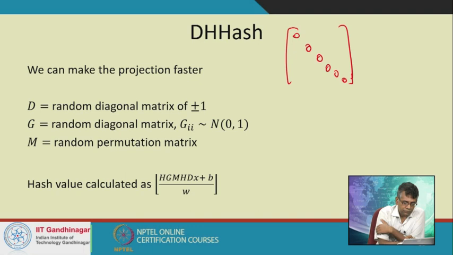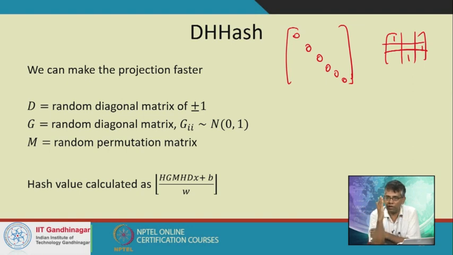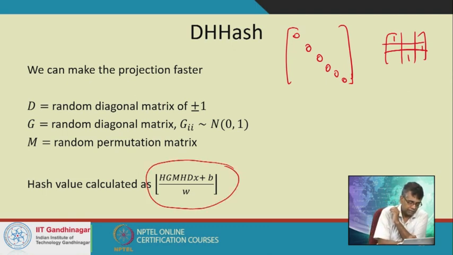We also have M, which looks like a random permutation matrix. So if you have a 3 by 3, for instance, it says that maybe this goes here, maybe this goes here, maybe this goes here, right? So basically every row and every column of M has only a single 1, and everything else is 0. So M applied to any vector x just permutes the values x_i. And now instead of calculating this Ax plus b, right, with A being PHD, this is what we do.